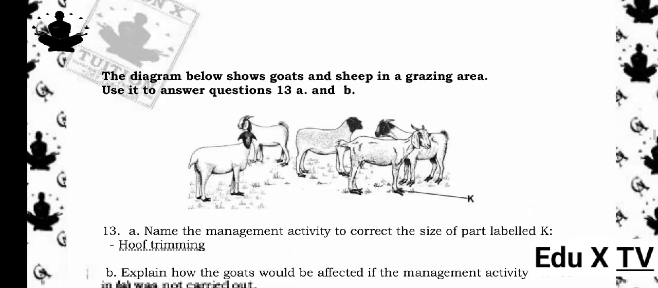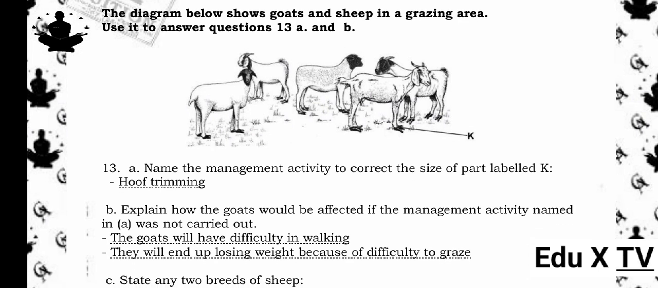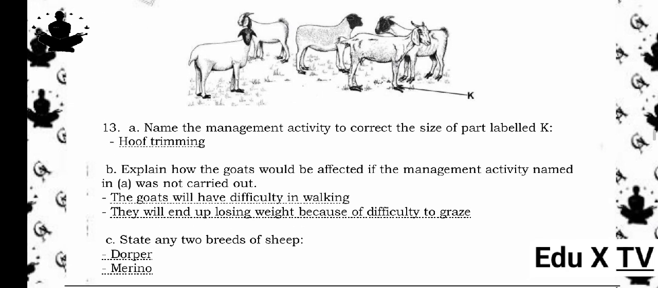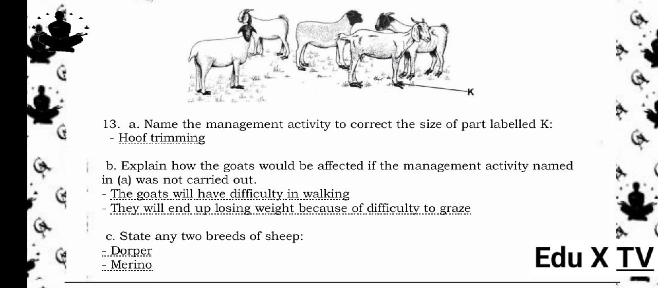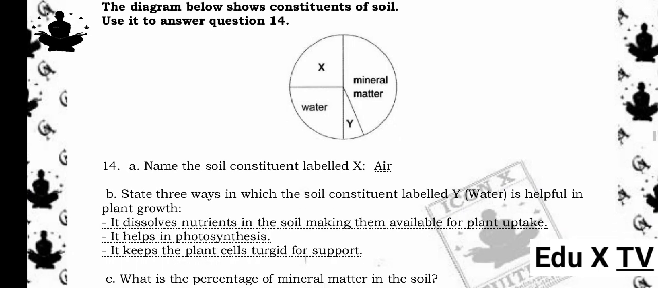The diagram below shows goats and sheep in a grazing area. Use it to answer questions 13A and B. 13. A. Name the management activity to correct the size of part labeled K. Hoof trimming. B. Explain how the goats would be affected if the management activity named in A was not carried out. The goats will have difficulty in walking. They will end up losing weight because of difficulty to graze. C. Name any 2 breeds of sheep. Dorper. Merino.